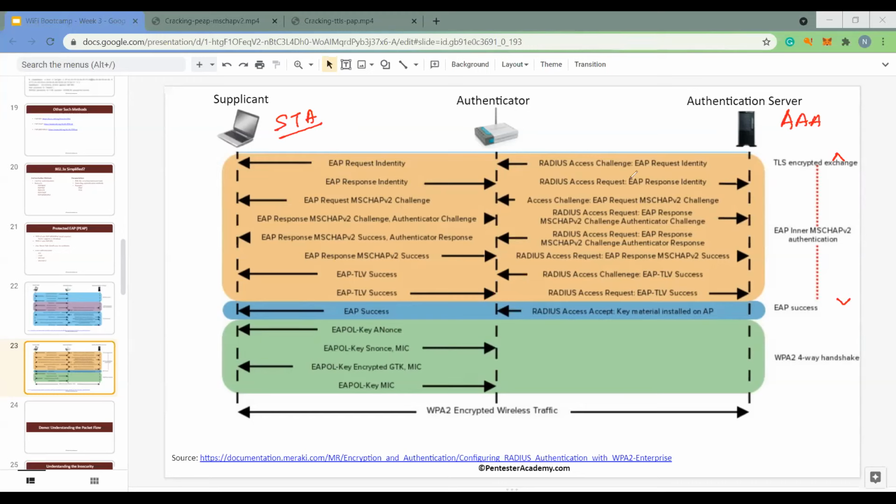So once the identity is provided, because the username is provided, your AAA server will actually use that username to look up the user. And once the user is found in the records, his password is also retrieved by the AAA server. And then the AAA server is going to create a challenge. And this challenge will be sent to the station. Your station already knows the password, provided that it is the legitimate user. It will take the password, it will take the challenge, it will generate the response.